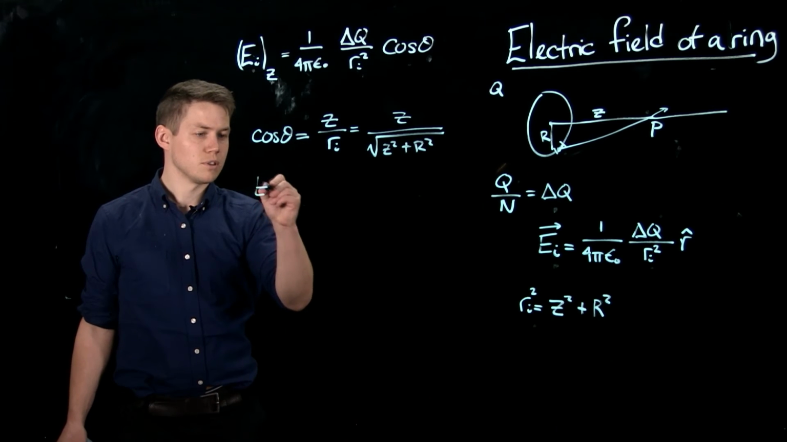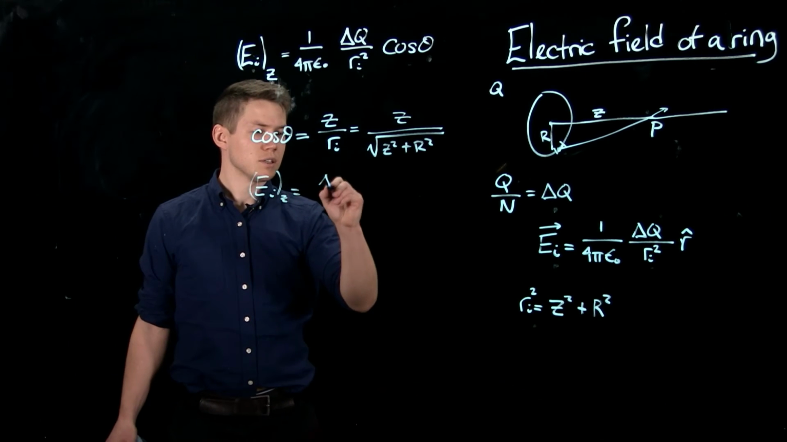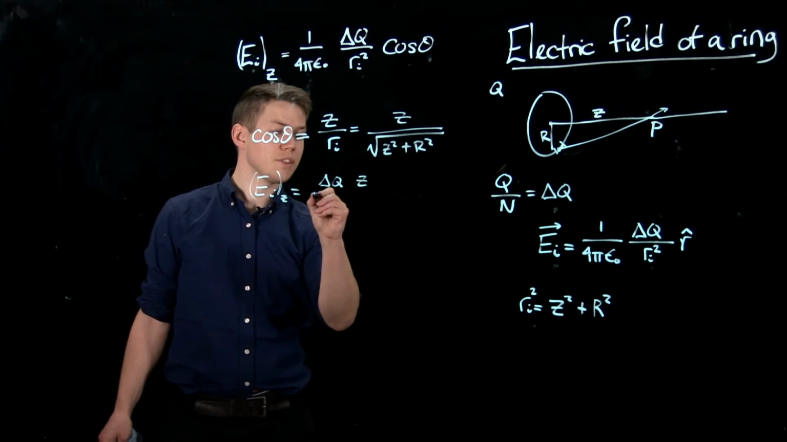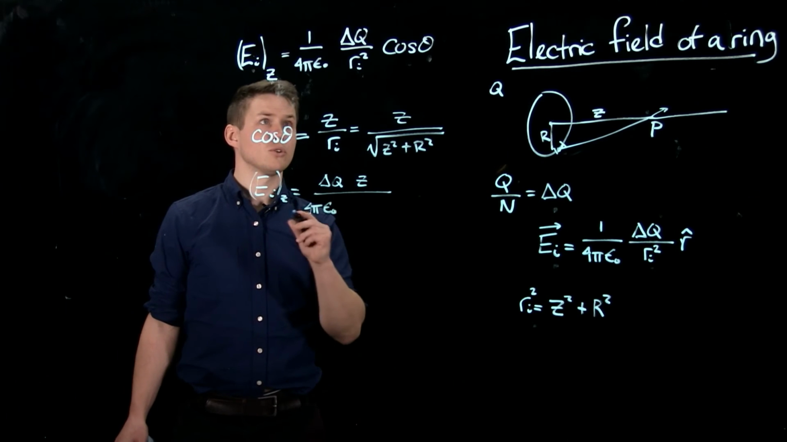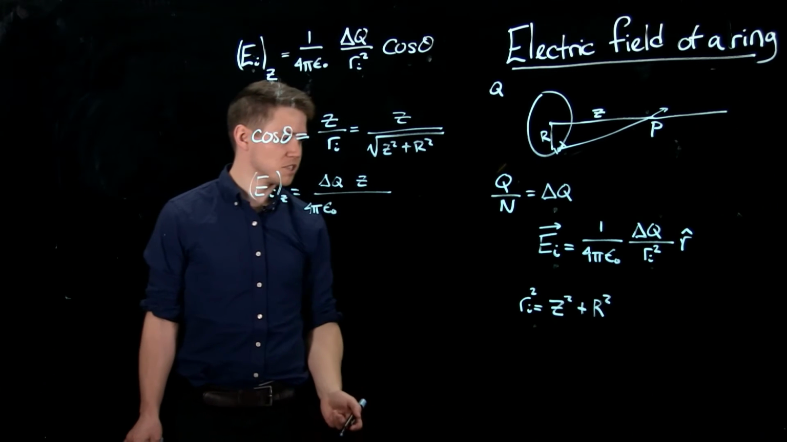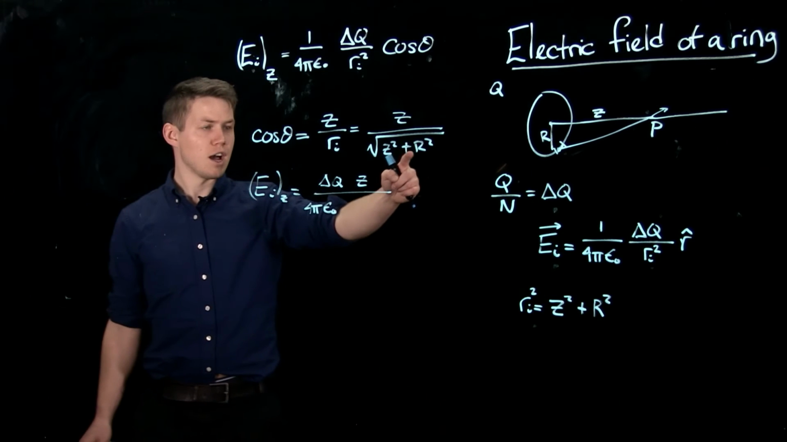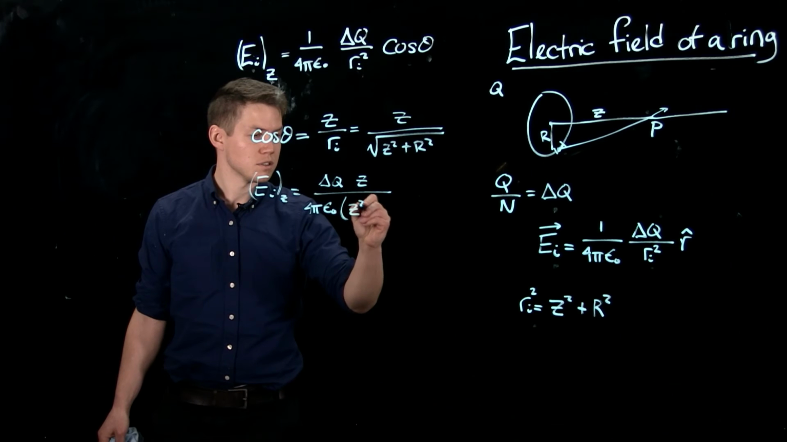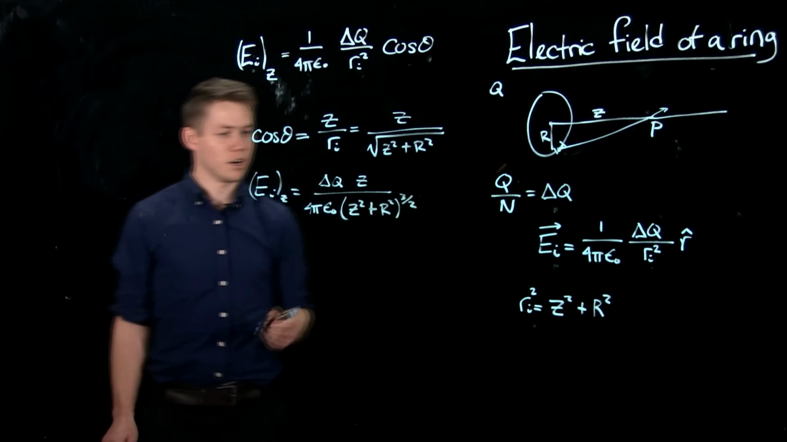So therefore, EI along z is equal to delta Q. I'm going to pick up a z from here. And then I have 1 over 4 pi epsilon naught. I have the Ri squared here. Well, Ri squared, as we said, was z squared plus r squared. And then I'm going to multiply that by this square root right here. And so that's going to give me a factor of z squared plus r squared all to the power of 3/2.